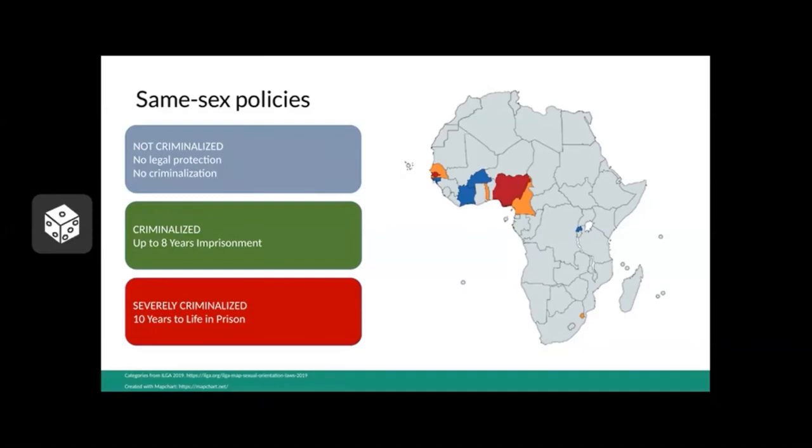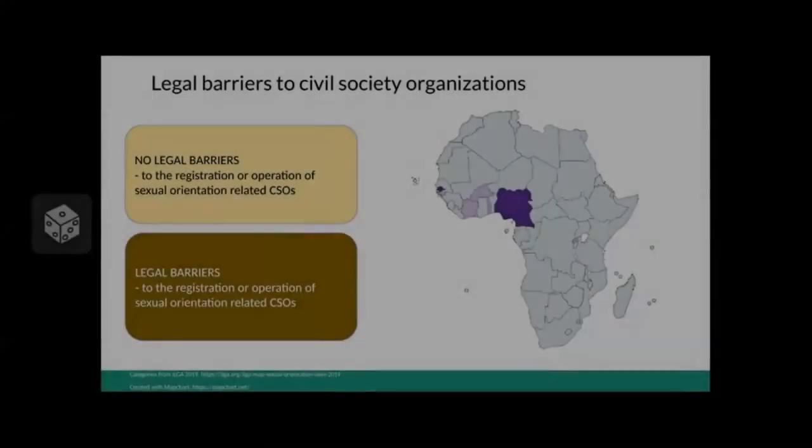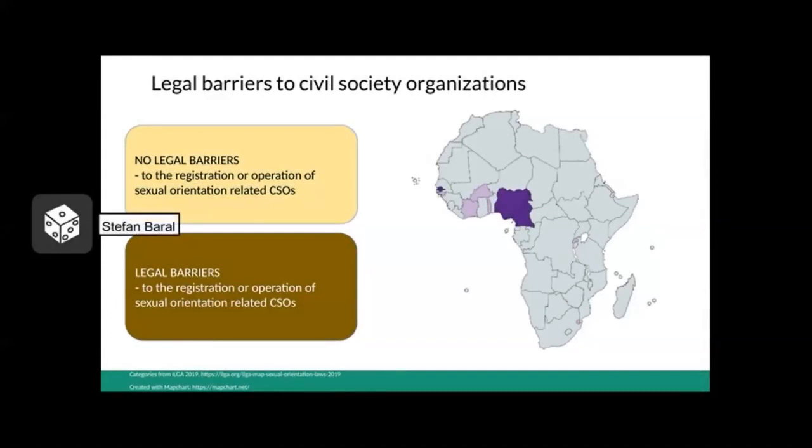And what you can see here are each of the countries in the analyses categorized according to those criteria. I will note there can be differential implementation and differential enforcement, but these are really just in terms of the policies at the national level. We also use ILGA's classification to see whether there are legal barriers to civil society organizations, particularly serving sexual and gender minorities, or specifically gay men and other men who have sex with men. This is broadly either there are no legal barriers to the registration or operation of specific CSOs, or there are legal barriers to the registration or operation. And again, you can see the countries classified accordingly.